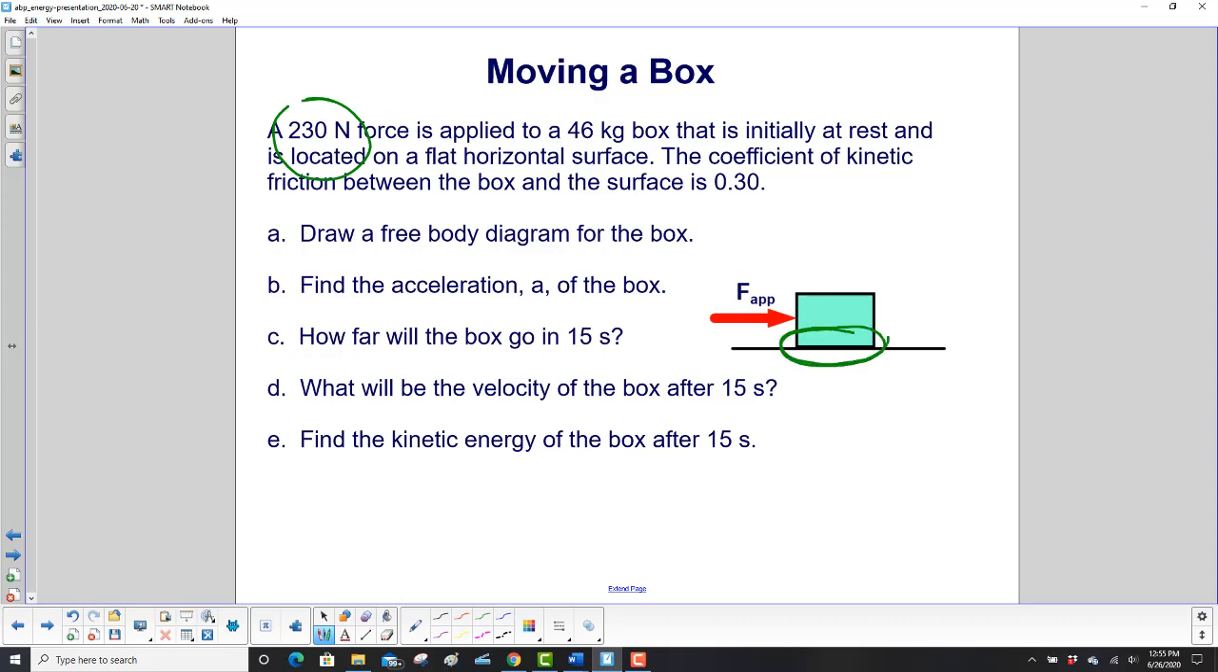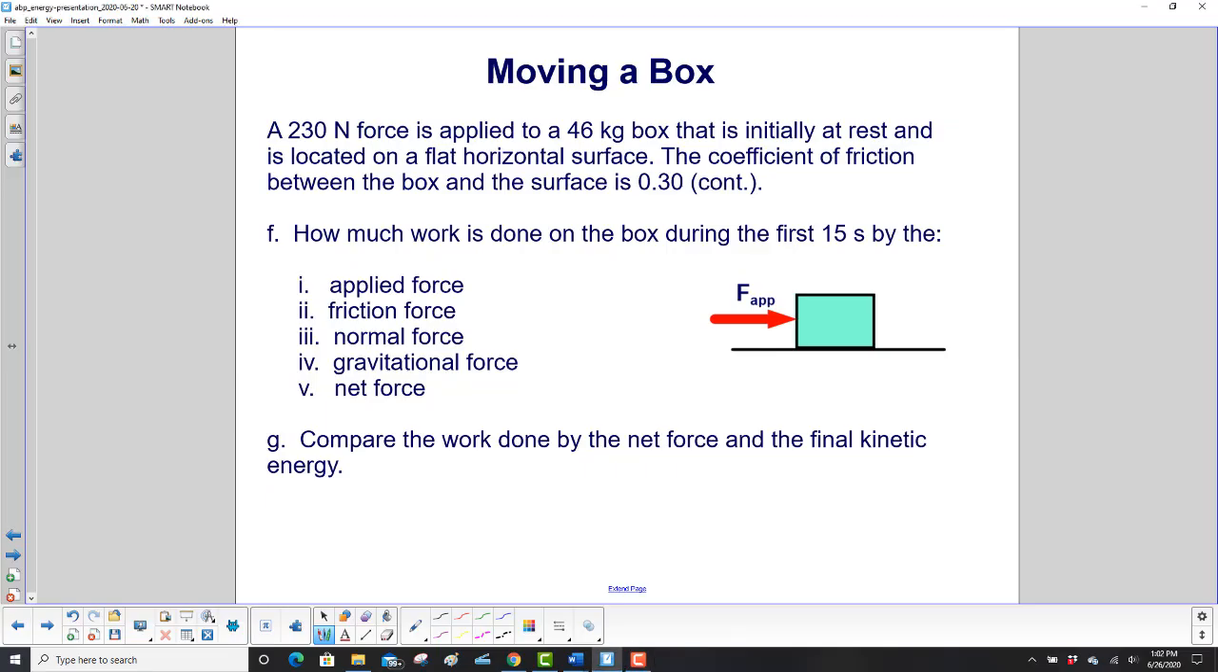Draw a free body diagram for the box, find the acceleration, then how far will the box go in 15 seconds? What will be the velocity of the box after 15 seconds? And finally, find the kinetic energy of the box at 15 seconds. A couple of more parts of the question.